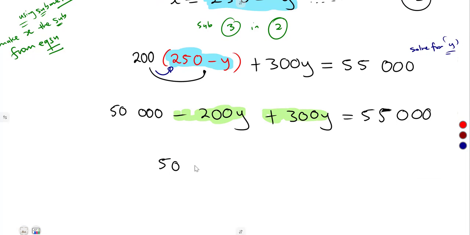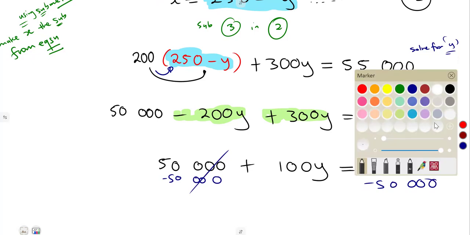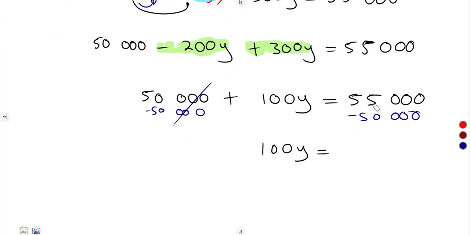So 50,000 plus 100y there, all right, is equal to 55,000. I can get rid of the 50,000. Simply subtract 50,000 here. This was going to cancel. So meaning to say 100y is equal to what? Subtracting here, we're going to have 5,000. 55 minus 50 is what? 5,000. Okay. So 100y is equal to what?